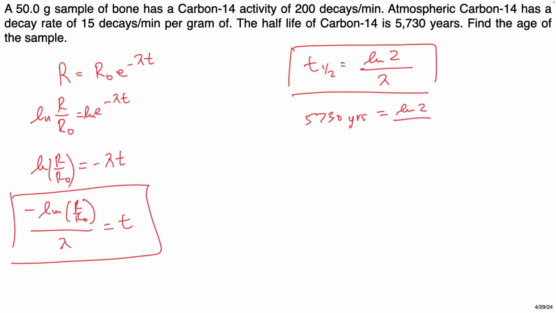We have the natural log of 2 over lambda, so we divide natural log of 2 by 5,730. I forgot to bring my notes today. Calculators. What's the natural log of 2 divided by 5,730?